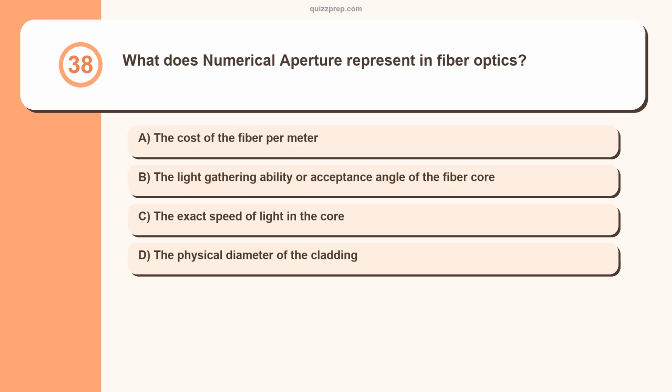Question 38. What does numerical aperture represent in fiber optics? The cost of the fiber per meter. The light gathering ability or acceptance angle of the fiber core. The exact speed of light in the core. The physical diameter of the cladding.